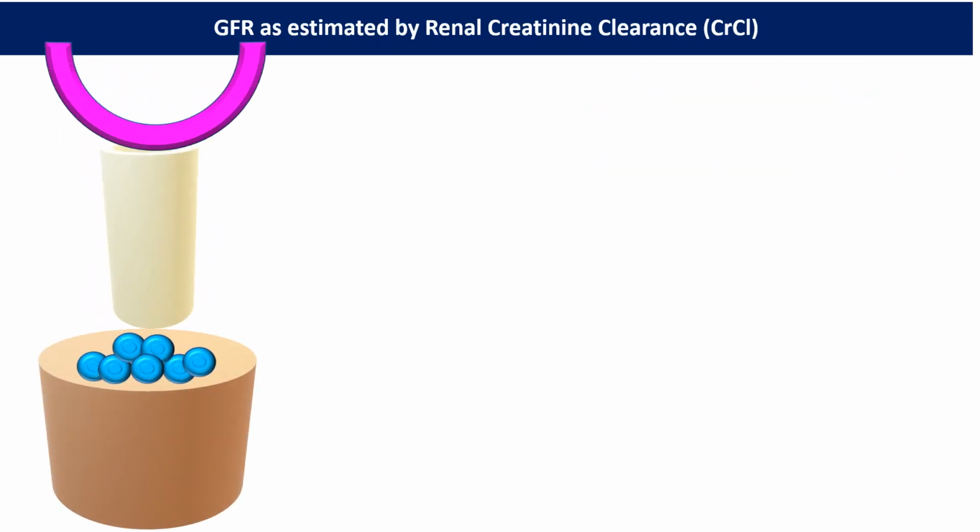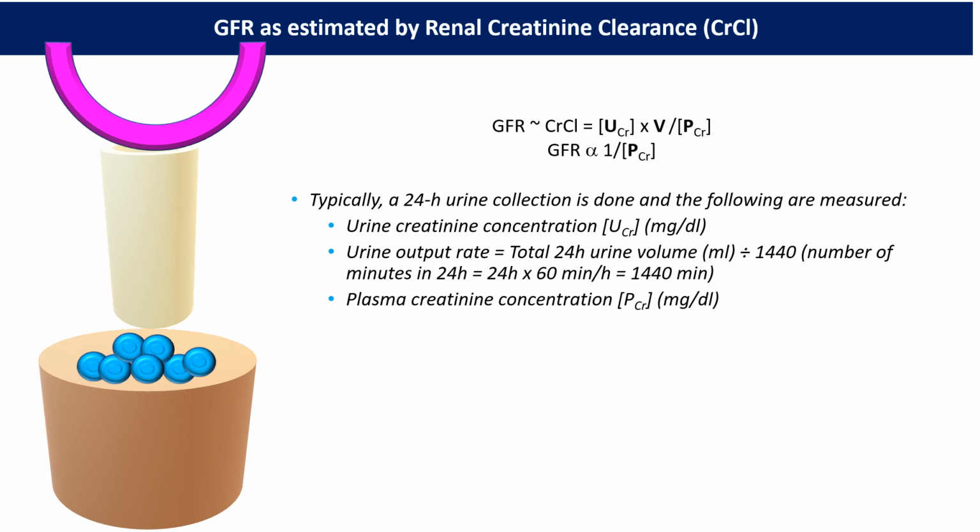Now we can estimate GFR based on the calculation of creatinine clearance. As shown here, creatinine clearance is equal to UV over P, where U is the urine concentration of creatinine, V is the urine output rate, and P is the plasma concentration of creatinine. We typically collect the urine volume over 24 hours. To get the urine output rate as ml per minute, we just divide the urine volume in ml over the number of minutes per day, which is 1,440 minutes.